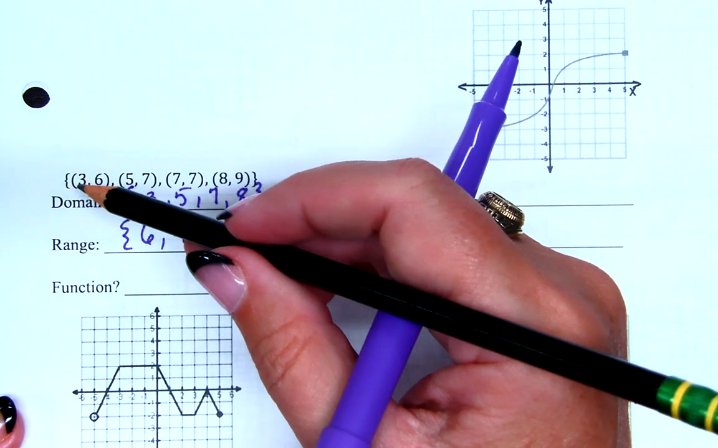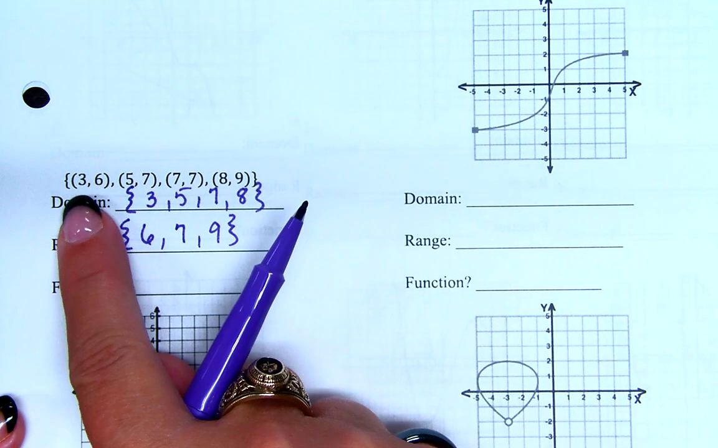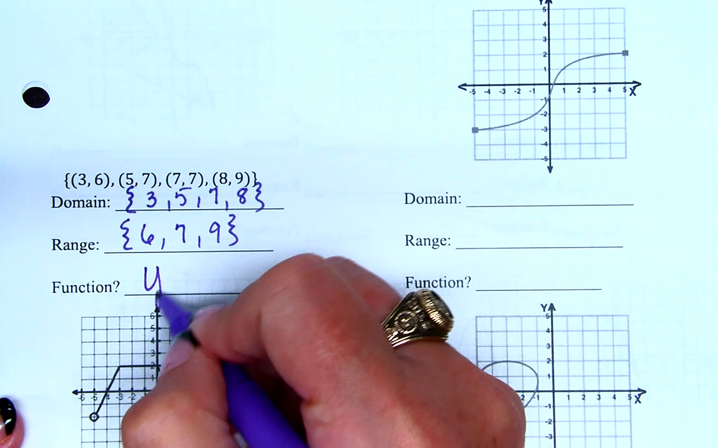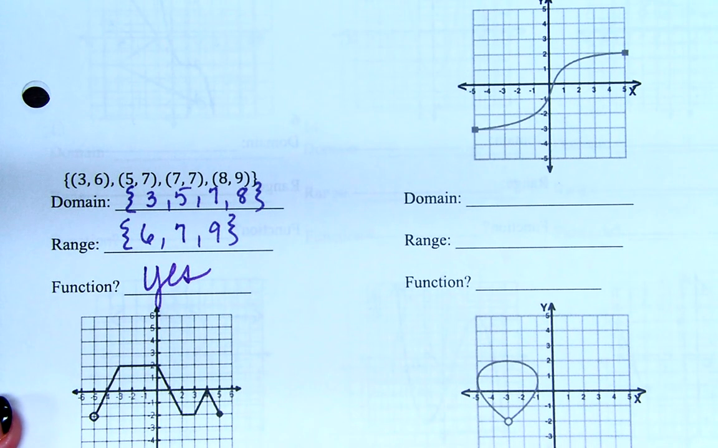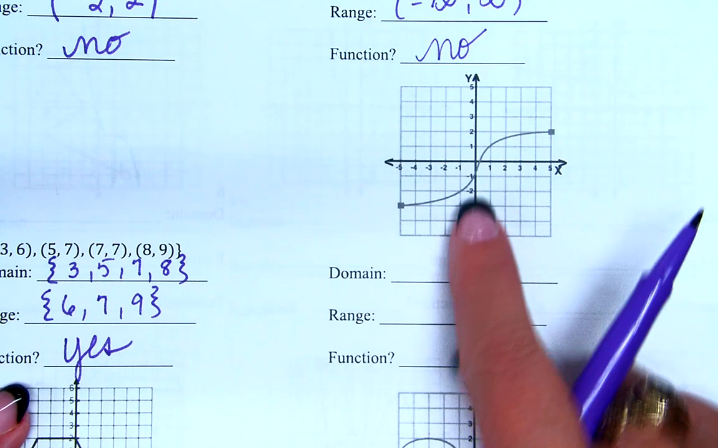Okay? It's any of the x's. Are any of the x's repeated? No. So this is yes a function or no a function? Yes. If any of the x values repeat, it's not a function. But if no x values repeat, then it is a function. Okay? All right, what about here?